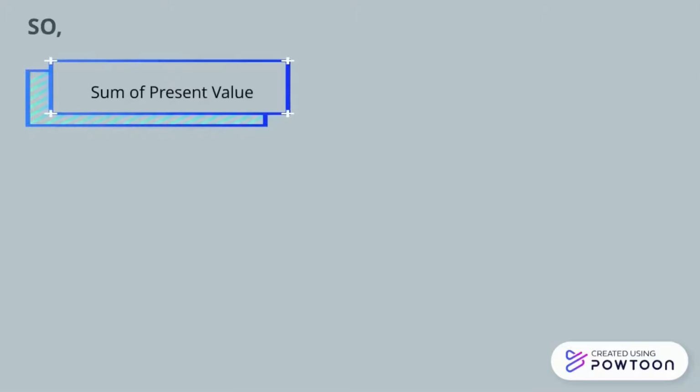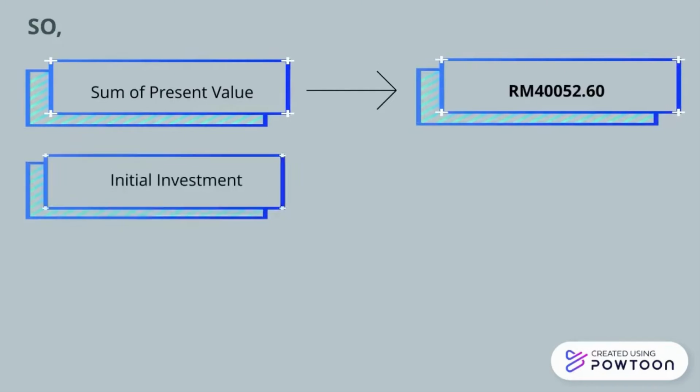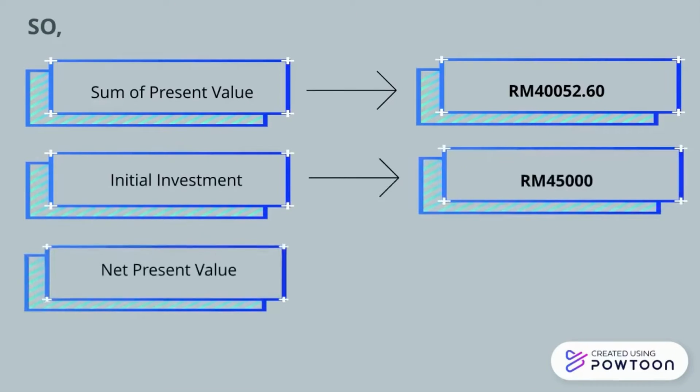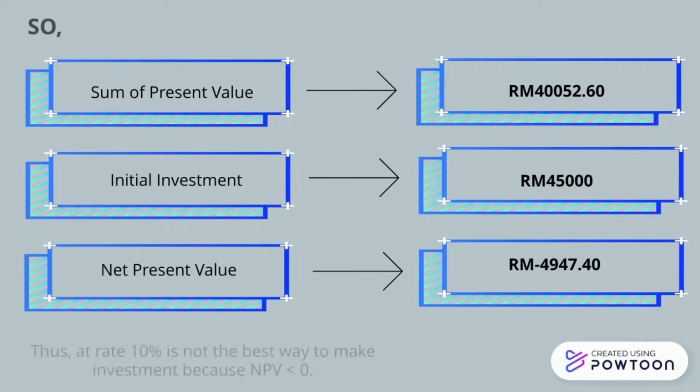Next, the sum of the present values is RM 40,052.60. The initial investment is RM 45,000 and the net present value result is negative RM 4,947.40. Thus, at a rate of 10% it is not the best way to make an investment because the NPV is less than 0.